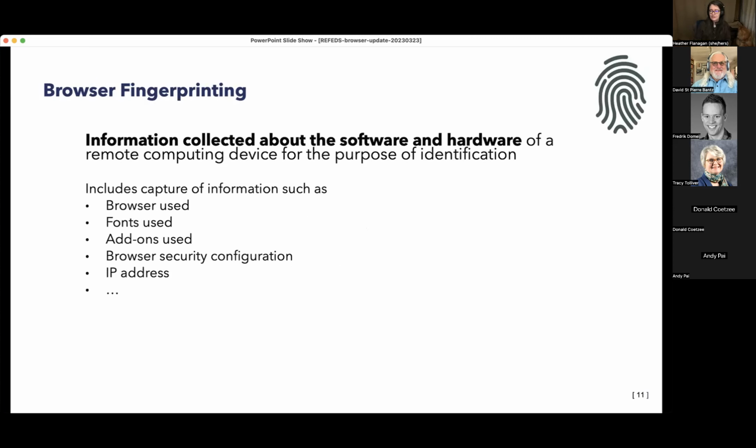Browser fingerprinting. This one's a lot of fun. If you go to your favorite search engine and just type in browser fingerprinting and like my computer, you'll go to any number of sites that will say, sure, we'll tell you how unique your computer is, your browser is, based on how you've set it up, what browser you're using, what fonts you've used, what IP address you're coming from, what security configuration you have, all these things. And from that, you may very well be quite uniquely identifiable. I know I've done this for myself several times, and I am extremely uniquely identifiable just based on the configuration of my browser.